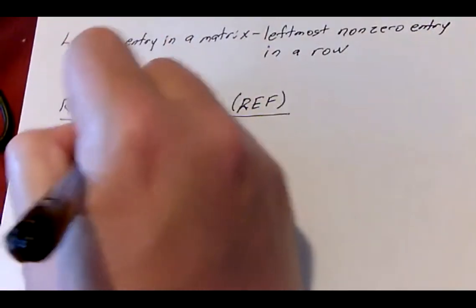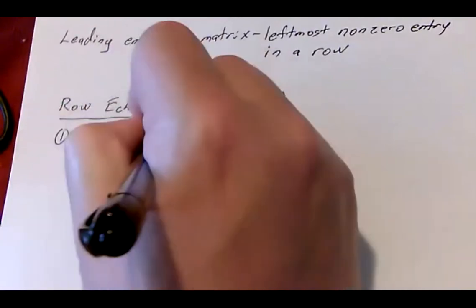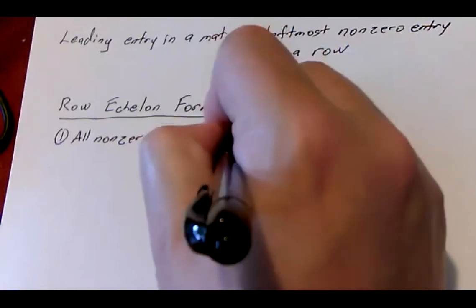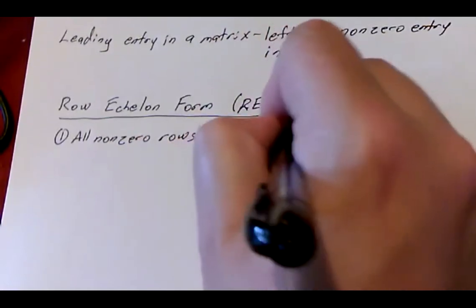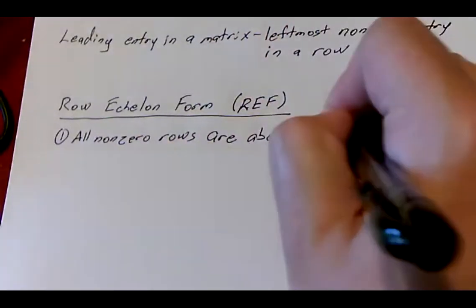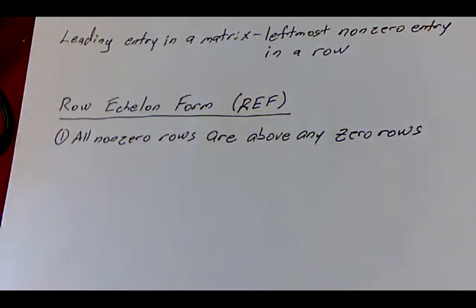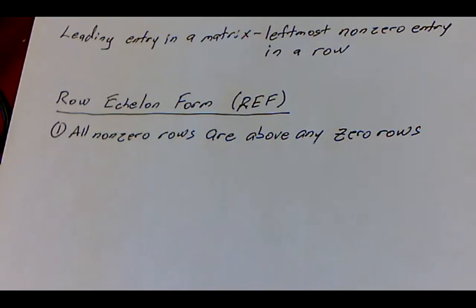All non-zero rows are above any zero rows. So a zero row is a row that contains only zeros. So all non-zero rows are above any zero rows. Any rows that are just zeros all the way across are at the bottom of the matrix.